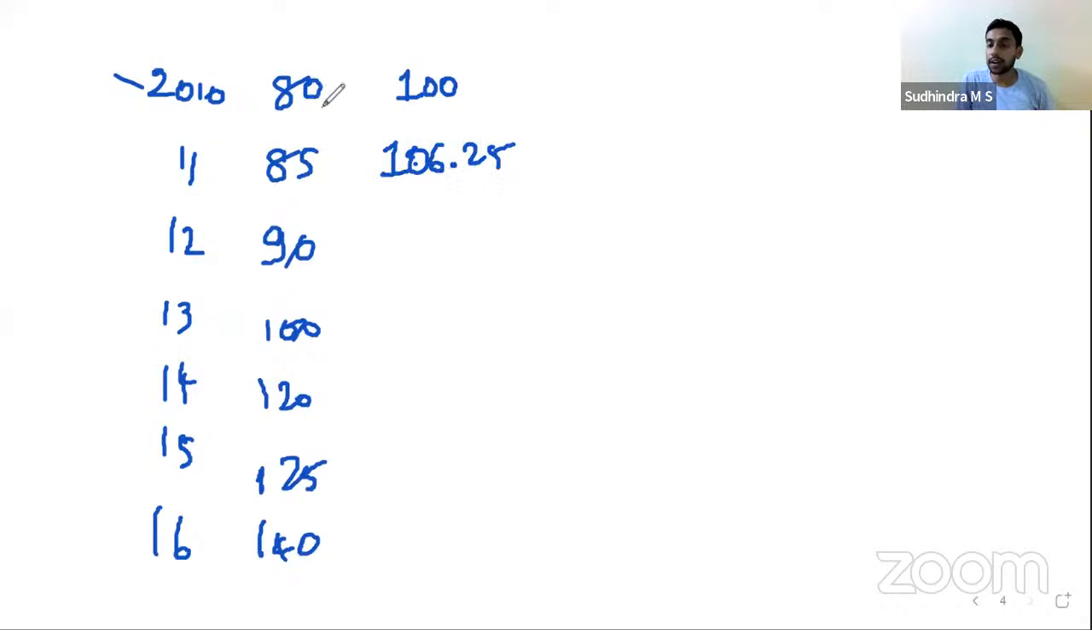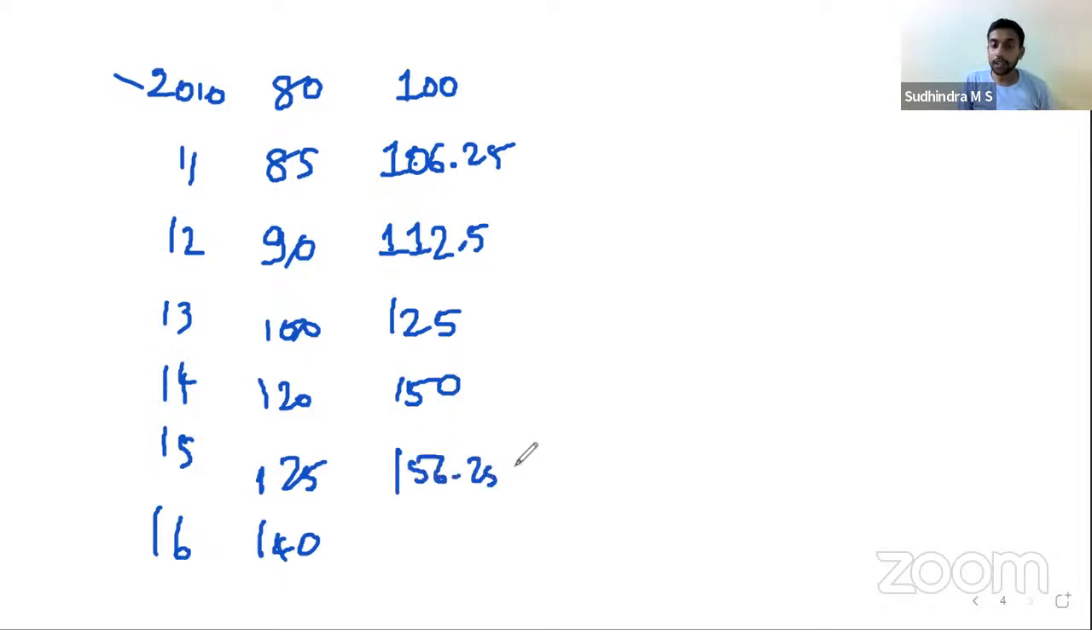How did we get this? 85 divided by 80 into 100. Correct. Similarly, 90 divided by 80, the base year, gives 112.5. Right? 100 divided by 80 is 125. 120 divided by 80 is 150. 125 divided by 80 is 156.25. 140 divided by 80 is 175.